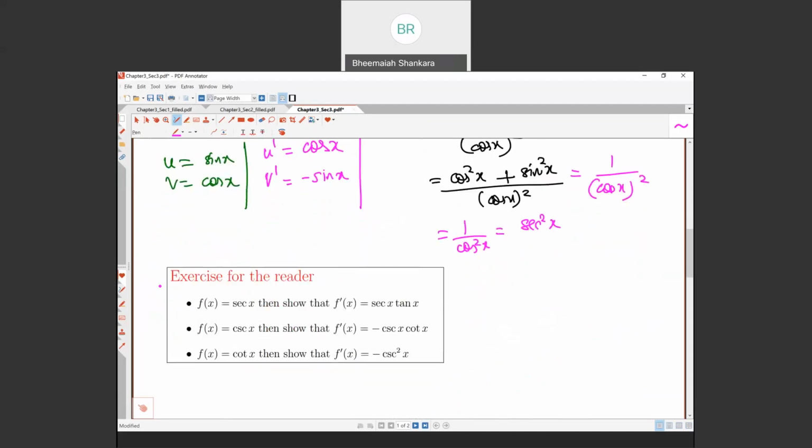Similarly, you can try proving the derivative of the function secant is secant tan, cosecant is negative cosecant cot, and cotangent is negative cosecant squared.